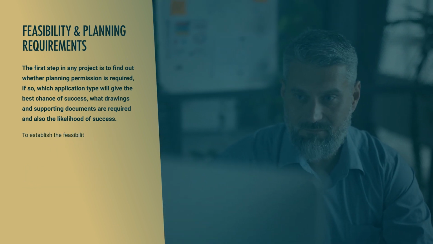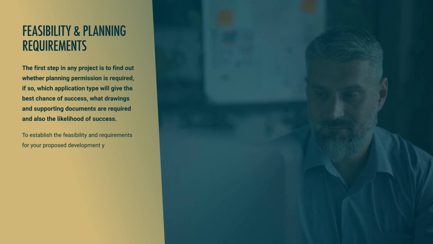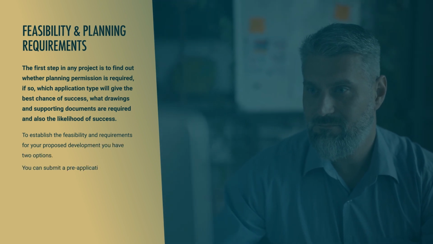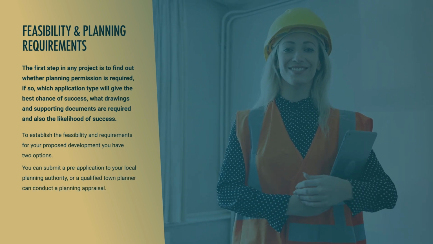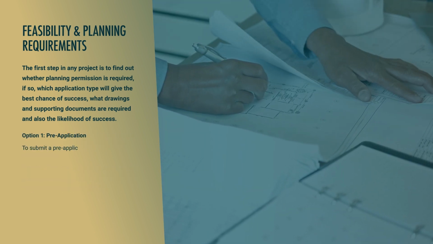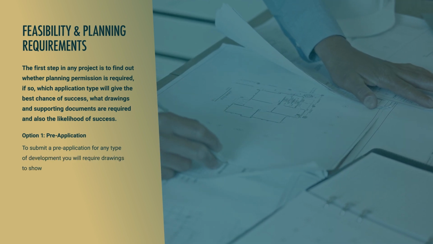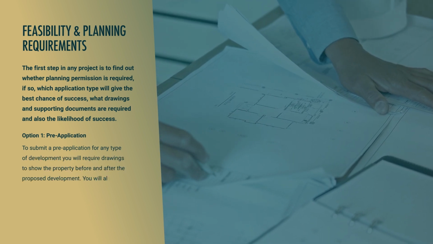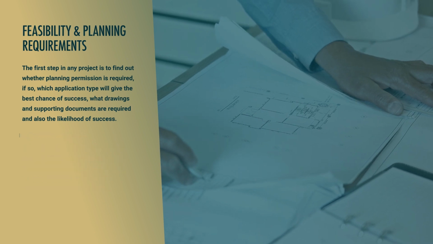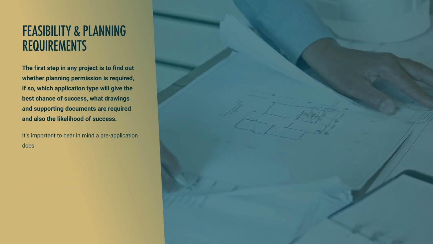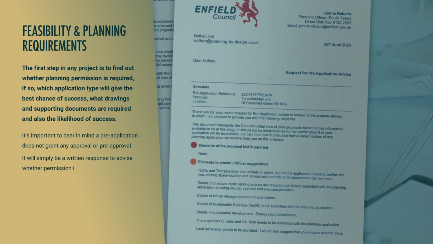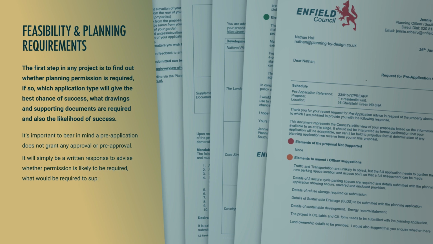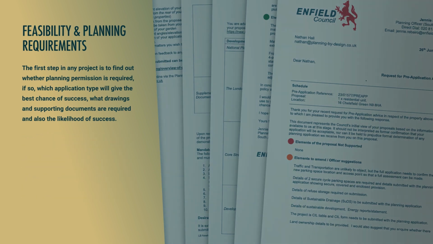To establish the feasibility and requirements for your proposed development, you have two options. You can submit a pre-application to your local planning authority, or a qualified town planner can conduct a planning appraisal. To submit a pre-application for any type of development, you will require drawings to show the property before and after the proposed development. You will also require a detailed written proposal. It's important to bear in mind a pre-application does not grant any approval or pre-approval. It is simply a written response to advise whether permission is likely to be required, what would be required to support a planning application, and an indication of whether in principle it is likely to be approved or not.